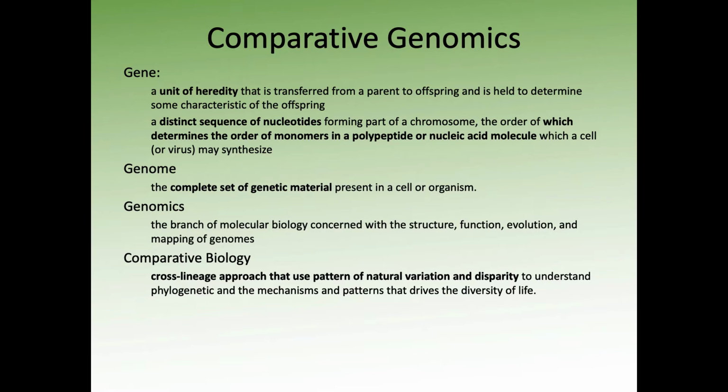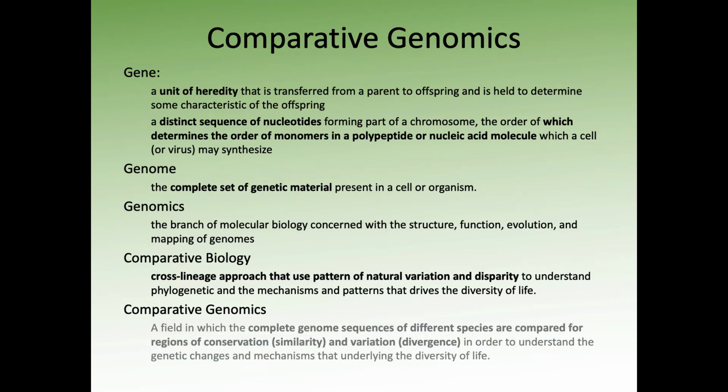So, what are the origins of the evolution of different traits? What are the mechanisms that evolved? We use different species and we look at what's shared and what's divergent between them to drive this pattern. Well, comparative genomics is the combination of comparative biology and genomics, right? So here we have a field in which the complete genome sequences of different species are compared for regions of conservation and variation, right?